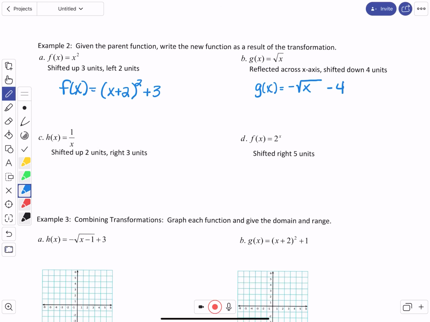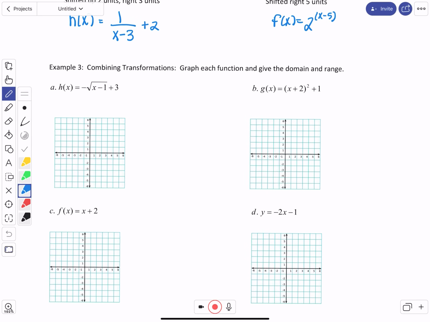Okay, so for C, shifted up 2 units and right 3 units. So right's going to be on the inside of this fraction. Okay, right 3, so that's going to be a -3 on the inside. And then up 2, that's outside of that fraction, so +2. All right, and then for D, we have f of x equals, so shifted right 5 units. So that's inside the exponent. So right 5 is going to be -5 inside that exponent.